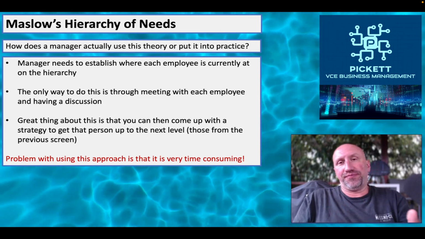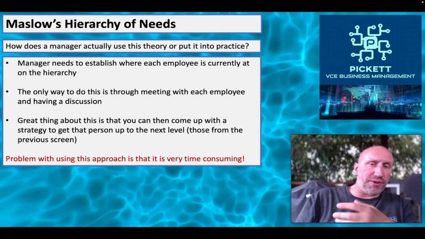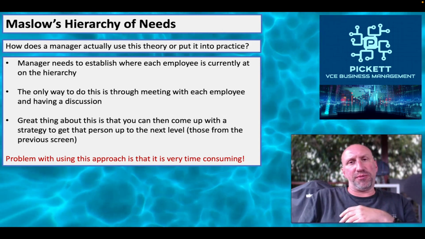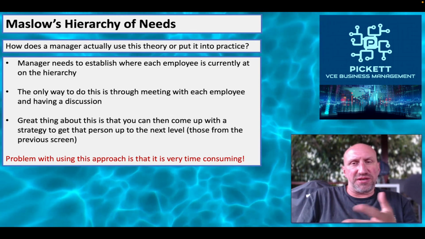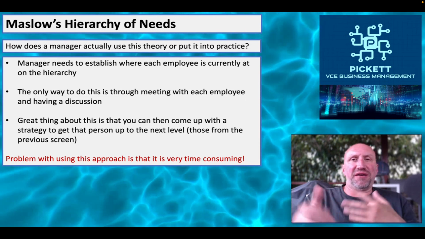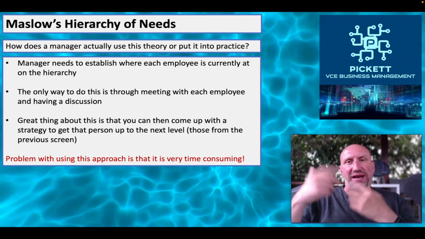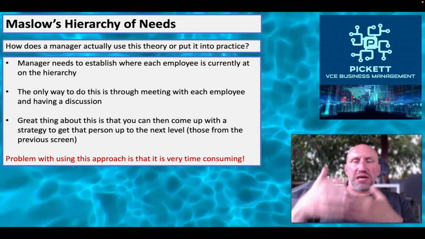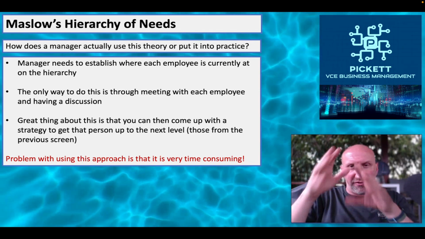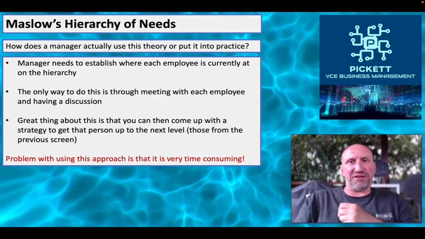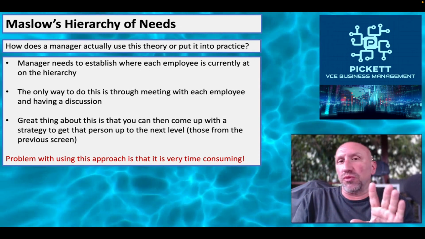Now, you're not going to sit down and say, "Hi, Tommy, how you going? So where do you sit on Maslow's hierarchy of needs at the moment?" That's clearly not going to work because they're not going to understand what Maslow's hierarchy of needs is. So you need to have a discussion. You understand what you're trying to get out of this discussion, and you're asking questions that lead you to a place where you get a feel for where they're sitting on the hierarchy without directly asking them, where do you sit on the hierarchy? Because they will have no clue what you're talking about.